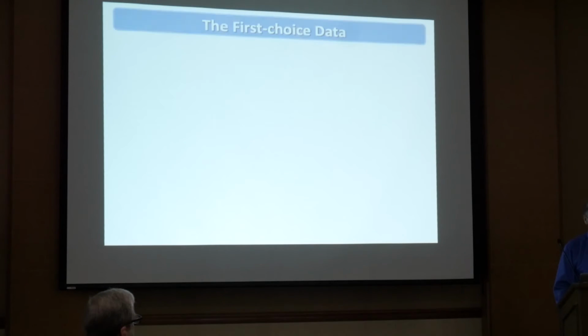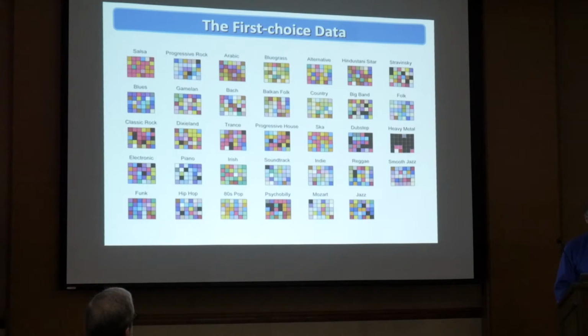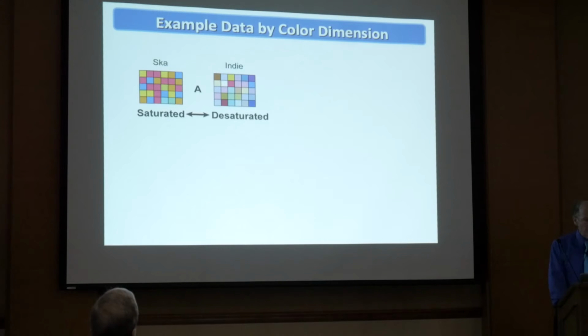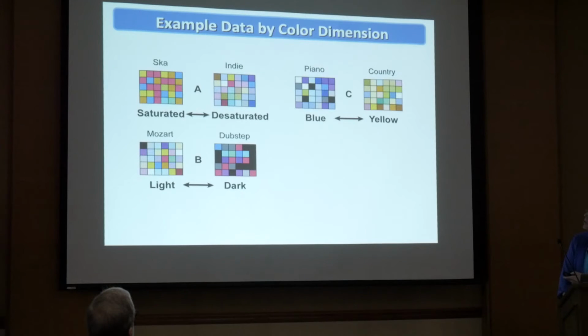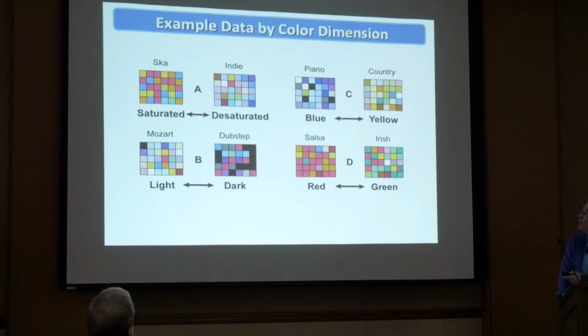So here the first choice data, again, huge differences. Look at the heavy metal over here, and salsa and so forth. Where's piano? There's piano, right? Okay. Just to make it a little bit clearer, so these are some contrasts between where saturation matters a whole lot, ska versus indie music, and Mozart versus dubstep, light to dark differences, and piano versus country, blue-yellow differences, and salsa versus Irish for red-green differences, okay?